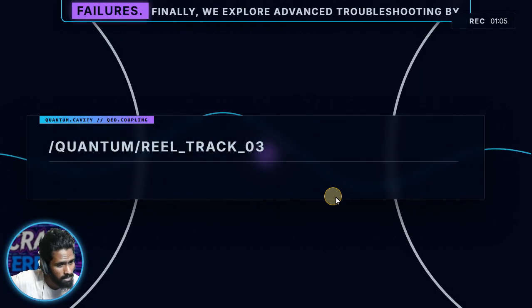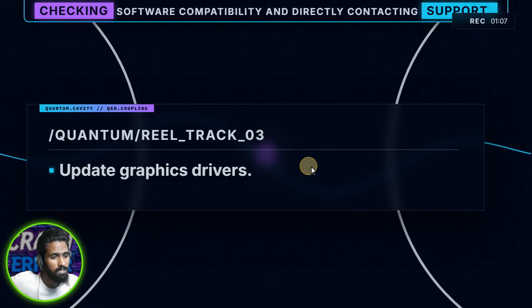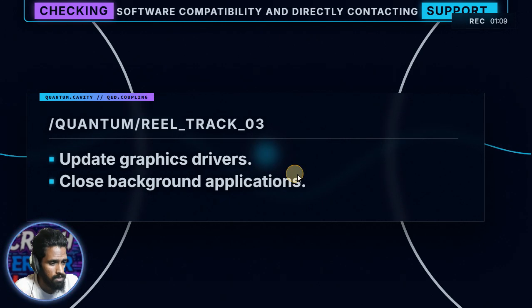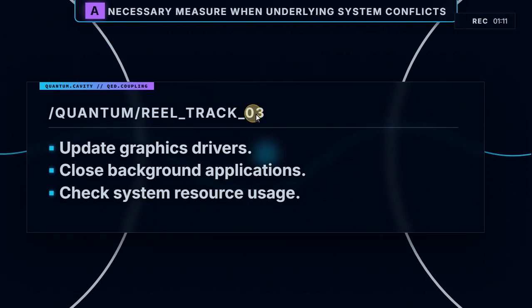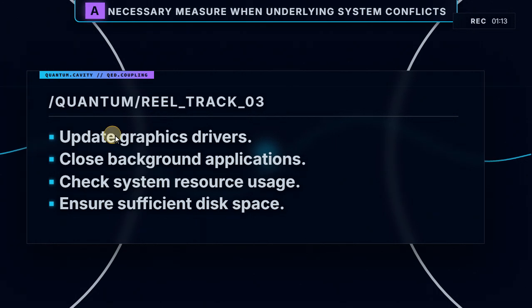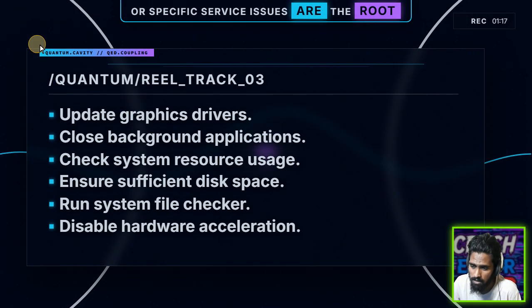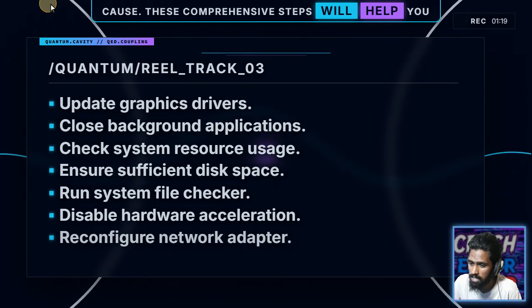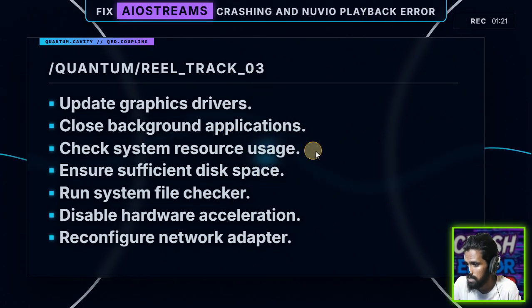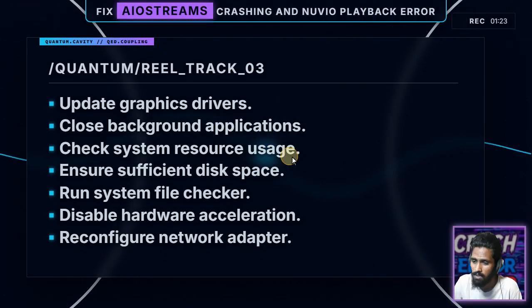Finally, we explore advanced troubleshooting by checking software compatibility and directly contacting support, a necessary measure when underlying system conflicts or specific service issues are the root cause. These comprehensive steps will help you fix Aiostreams crashing and Nuvio Playback error loops.